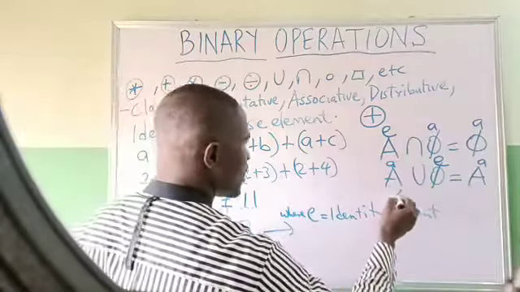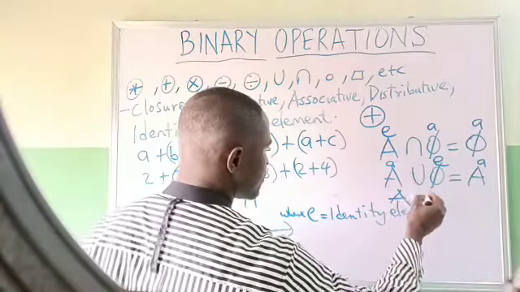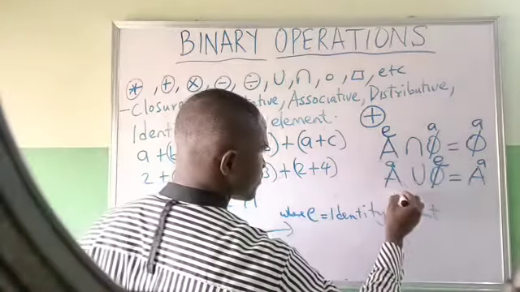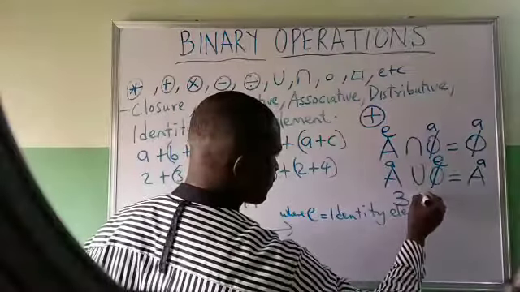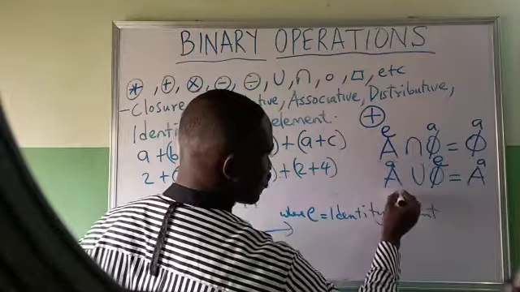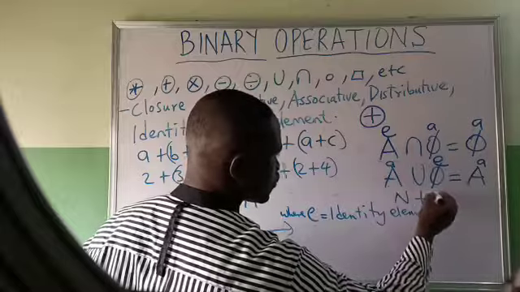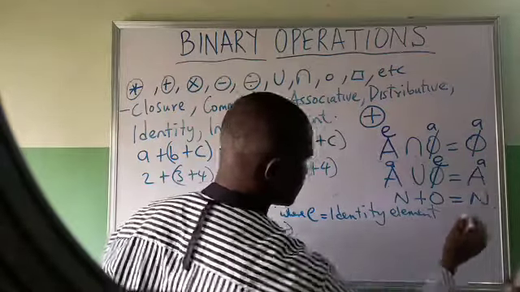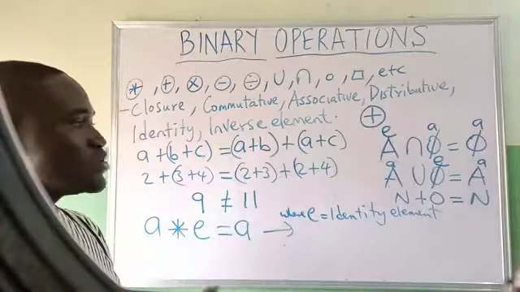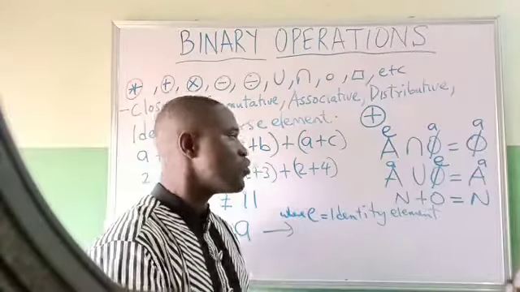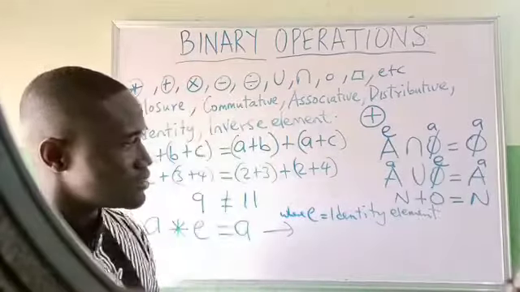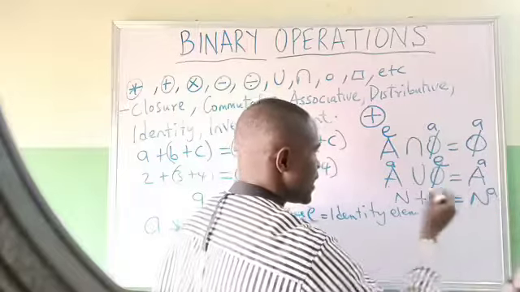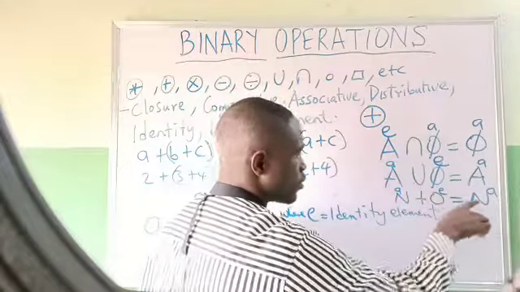Then if you say any natural number N plus 0 will give me N. Any natural number plus 0 will give me N. Right? This will be my E, identity element. This will be my A and this will be my A. A plus E equals A.